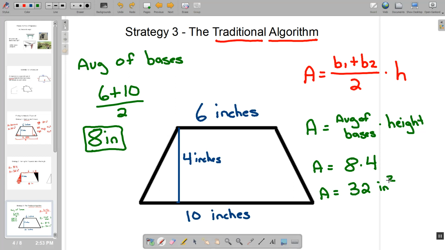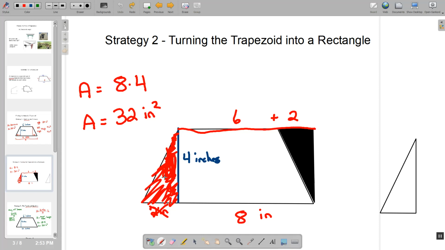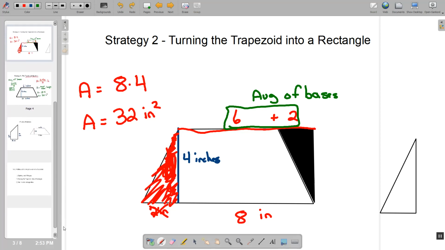Now, I want you to notice really quickly why the traditional algorithm works really nicely. So when we're doing the average of the bases, we're going halfway between our two base numbers. But on the last problem, when we're cutting out this triangle and moving it over, we're actually doing the same thing. This number right here is actually always going to be the average of your bases. So you're going to eventually get the same answer all three ways.